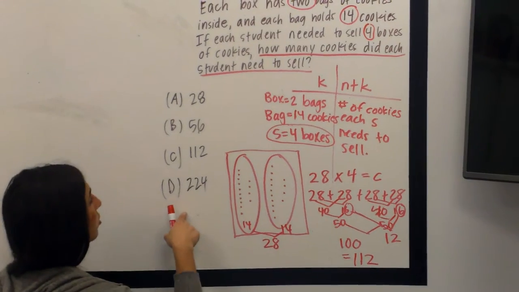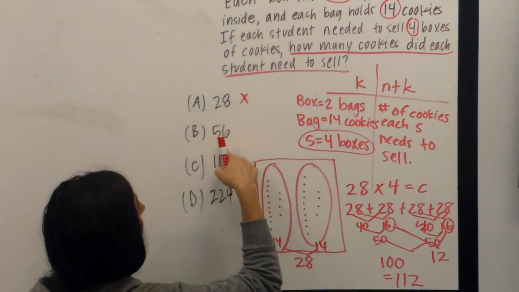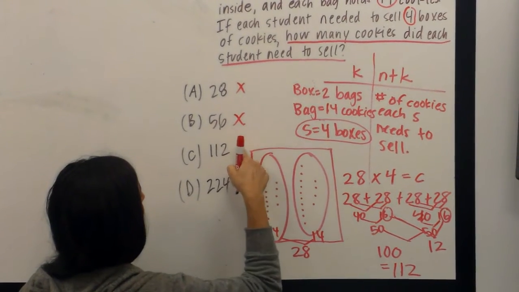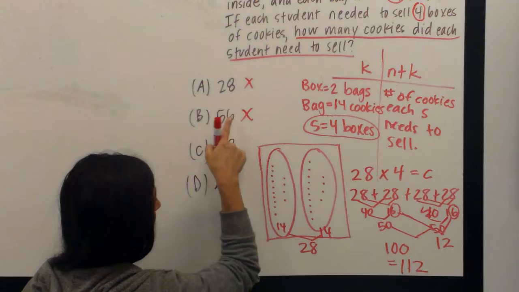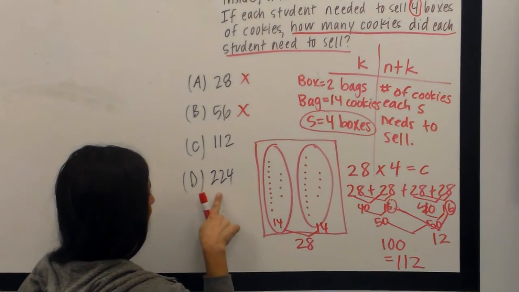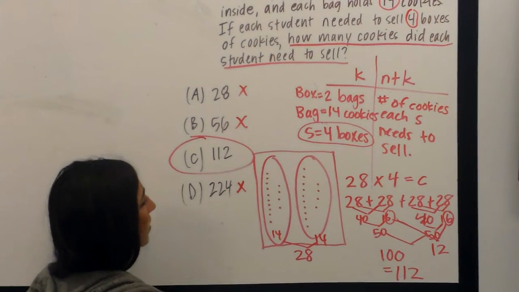Let me look at the multiple choices. A, 28. Nope, that's not right. B, 56. Nope, that doesn't match my picture. C, 112. Yeah, I think that must be it, but let me check all the answer choices to be sure. D, 224. No, that's way too many. The correct answer must be C.